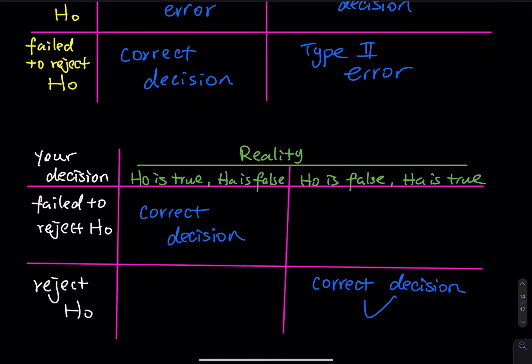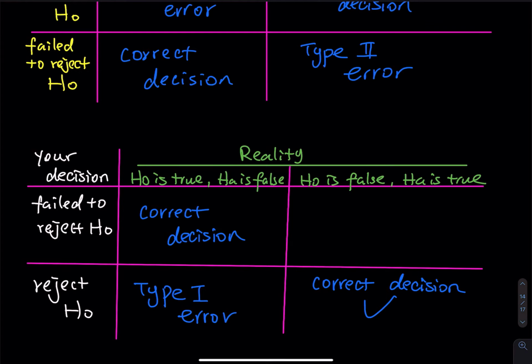Okay, let's find type 1. Type 1 is reject H naught when H naught is true. So you reject H naught when H naught is true. That is right there. So this is type 1 error. Reject H naught when H naught is true. Just keep repeating this to yourself. Every time you solve a type 1 and type 2 error problem, just keep repeating the definition. You can just say it to yourself as you are solving the problem.